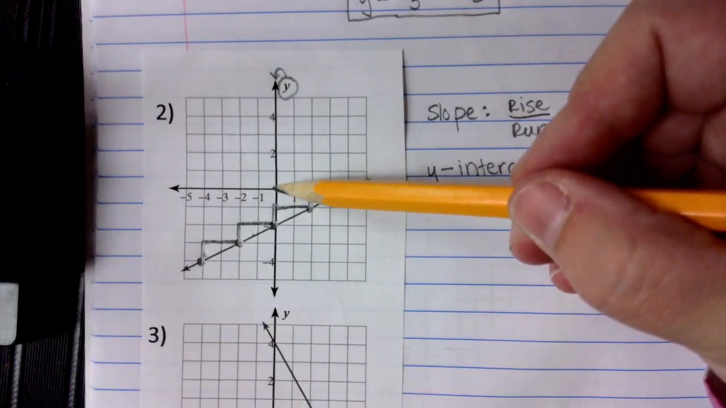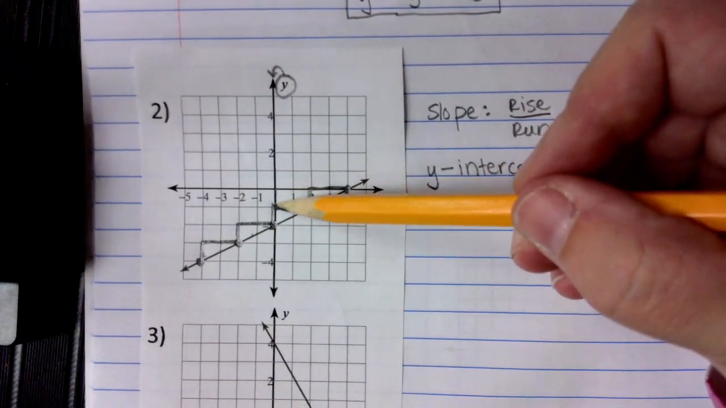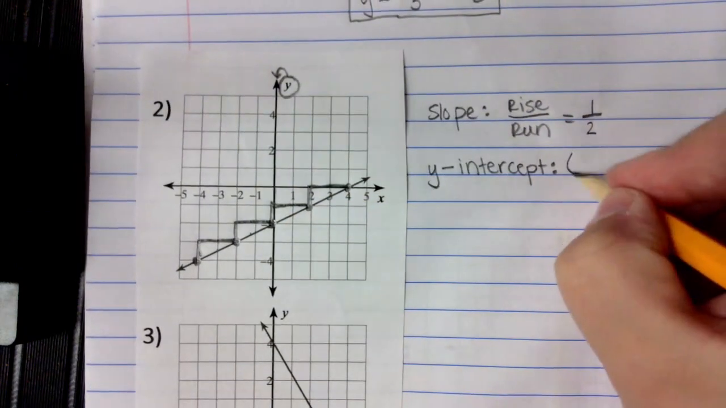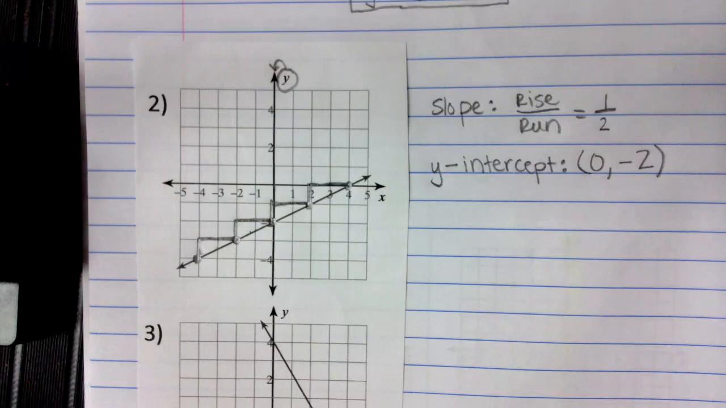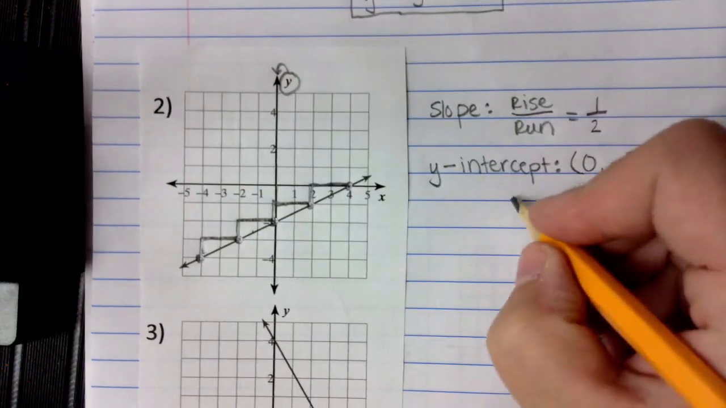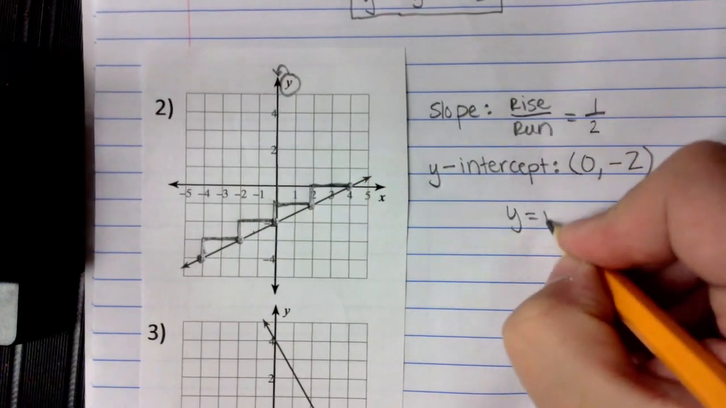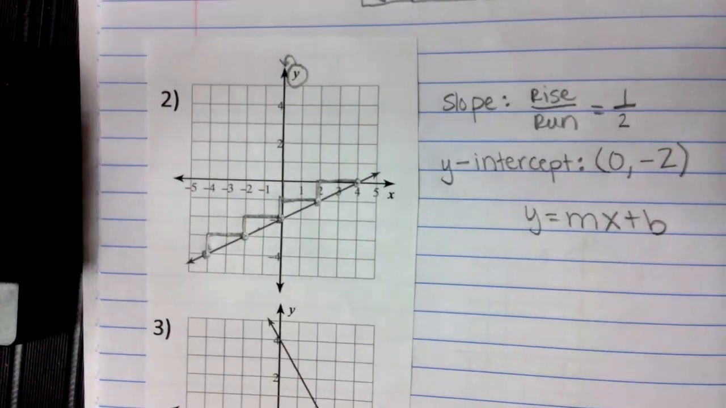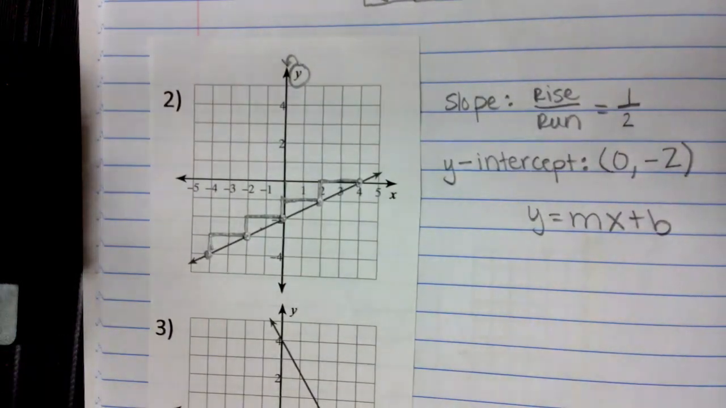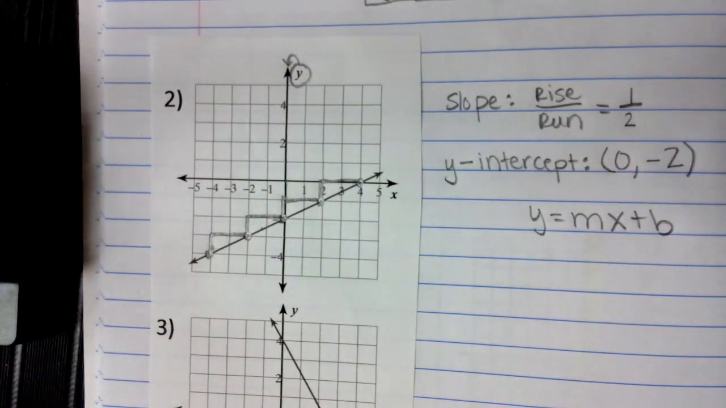Now we're ready for our equation. y equals mx plus b. Write in what m and b would be. What would the rise over run be? What would the m be? 1/2 x minus 2.